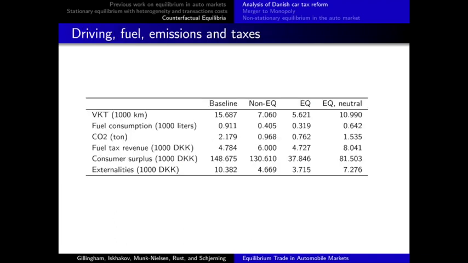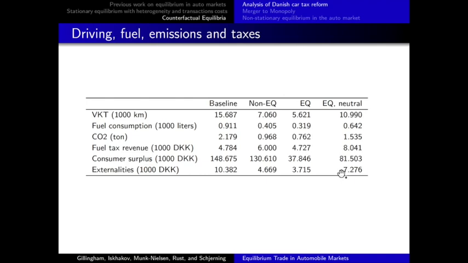Okay, so here are some of the effects on driving, fuel emissions, and taxes. In the baseline, the driving is 15,000 kilometers. It's lower in the equilibrium neutral counterfactual, where we do the right thing of calculating the equilibrium while doing the policy. So people end up driving less. There's less fuel consumption, less CO2 emission, less revenue, and also less consumer surplus, because even though people get to buy the cars much cheaper, they get hammered by the fuel tax.